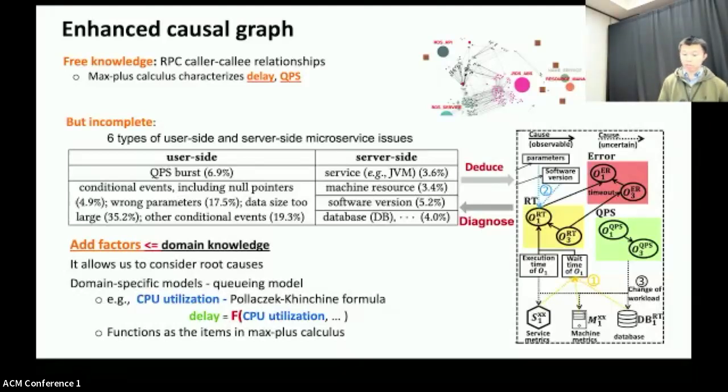And we also have some problems related to new versions. How to consider these factors? It is also very simple. We just add some nodes into our causal graph and estimate the functional relationships between the added nodes and the already existing nodes. And after that, we can consider almost all the possible root causes in our real microservice system.